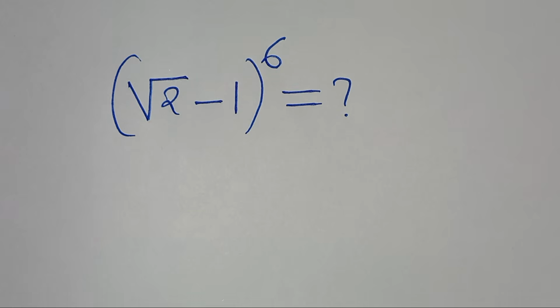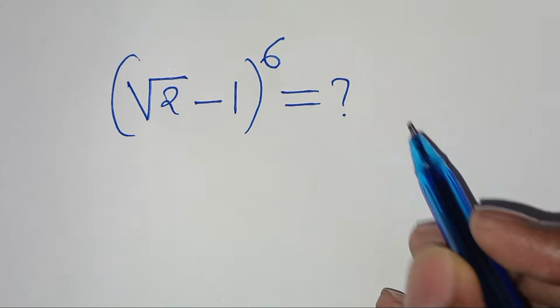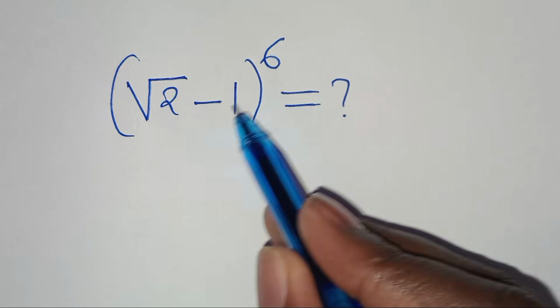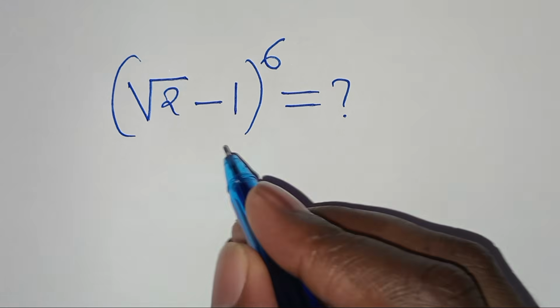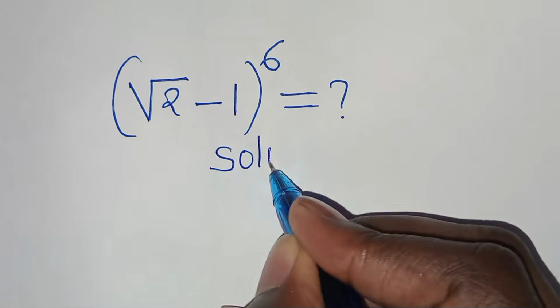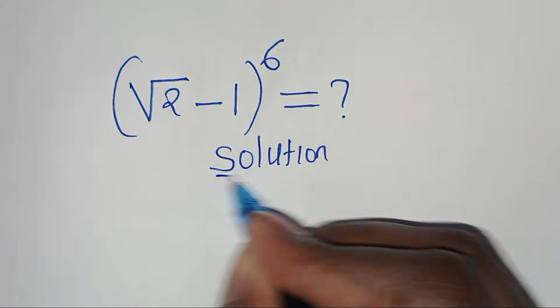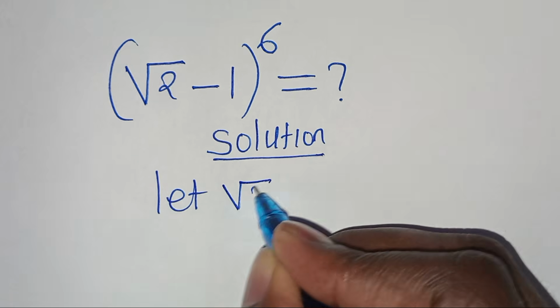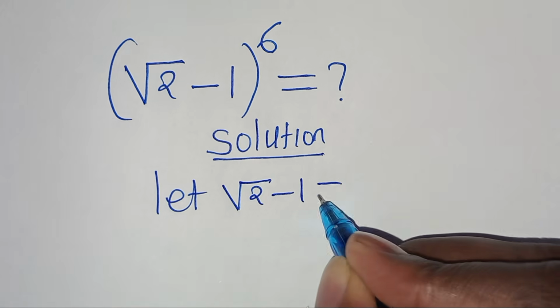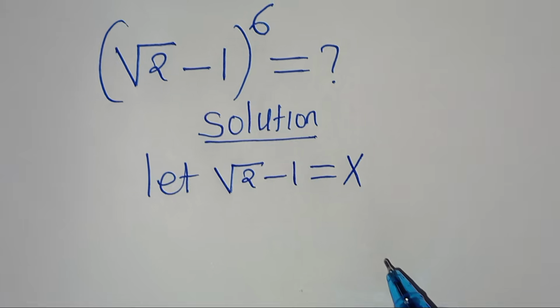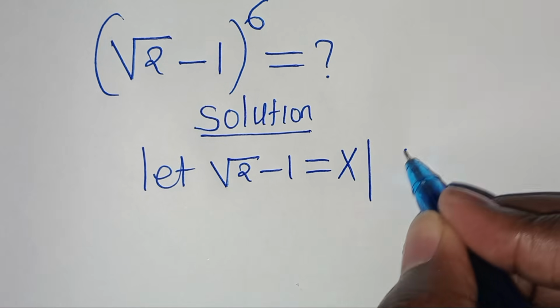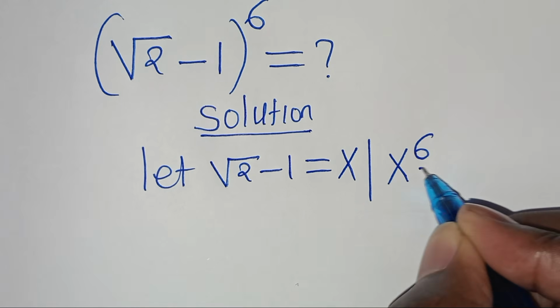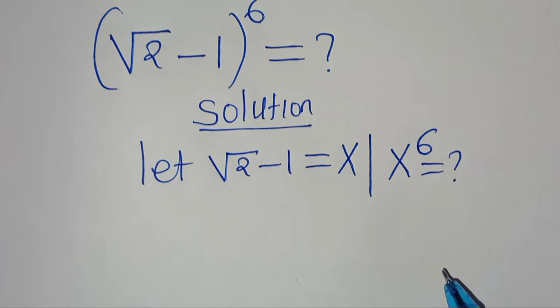Hello everyone, you're welcome to solve this nice math problem, which is the square root of 2 minus 1 to the power of 6. Now let's provide a solution from here. We can let the square root of 2 subtract 1 be equal to x. So the question here is, what is x to the power of 6?